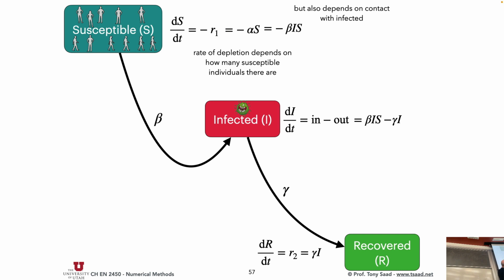So everything is conserved. Whatever is leaving susceptible is entering infected. Whatever is leaving infected is entering recovered. So you see gamma I, beta IS, right? And now we have a model for pandemics, believe it or not. This is a basis model for a lot of epidemiological studies.